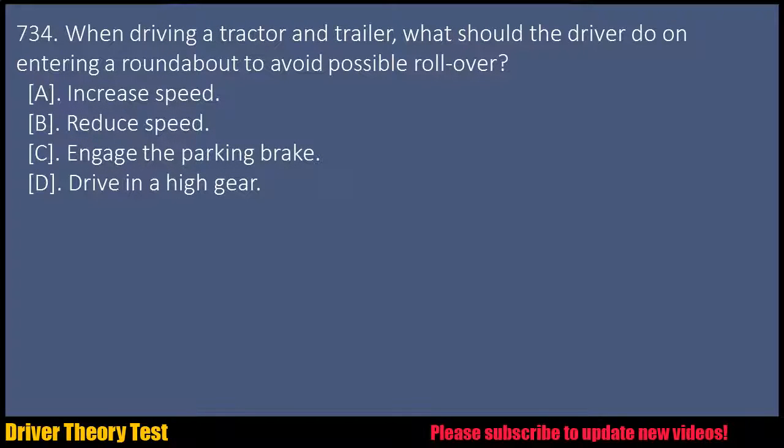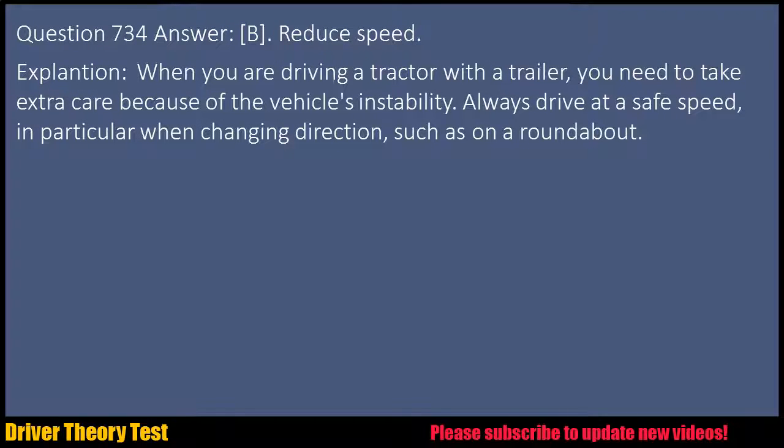Question 734. When driving a tractor and trailer, what should the driver do on entering a roundabout to avoid possible rollover? A. Increase speed. B. Reduce speed. C. Engage the parking brake. D. Drive in a high gear. Question 734. Answer: B. Reduce speed. Explanation: when you are driving a tractor with a trailer, you need to take extra care because of the vehicle's instability. Always drive at a safe speed, in particular when changing direction, such as on a roundabout.